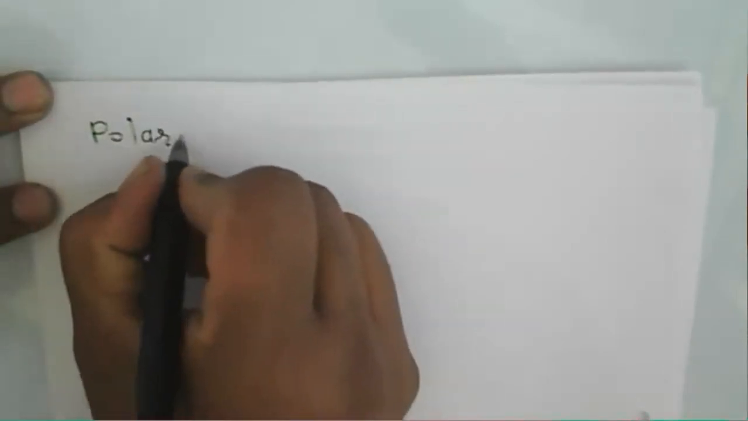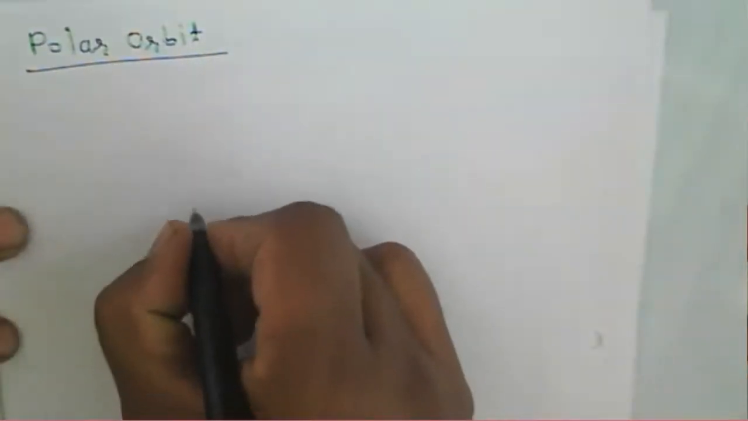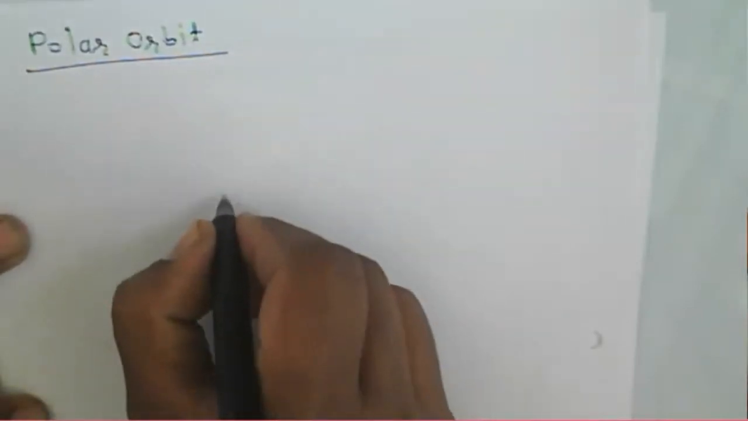The next is the polar orbit. Now, what is a polar orbit? There will be an inclination of 90 degrees. Inclination means the angle between the equatorial plane and the orbital plane.